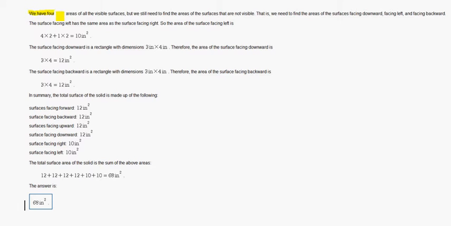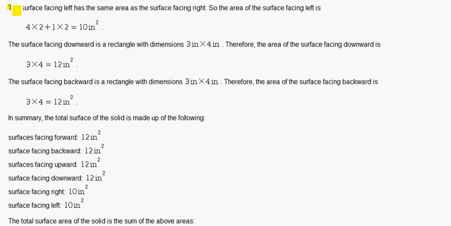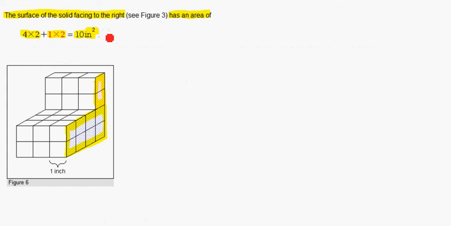We have found the areas of all the visible surfaces, but we still need to find the areas of the surfaces that are not visible. That is, we need to find the areas of the surfaces facing downward, facing left, and facing backward. The surface facing left has the same area as the surface facing right. So the area of the surface facing left is 4 times 2 plus 1 times 2. So it's the same as the surface facing right.